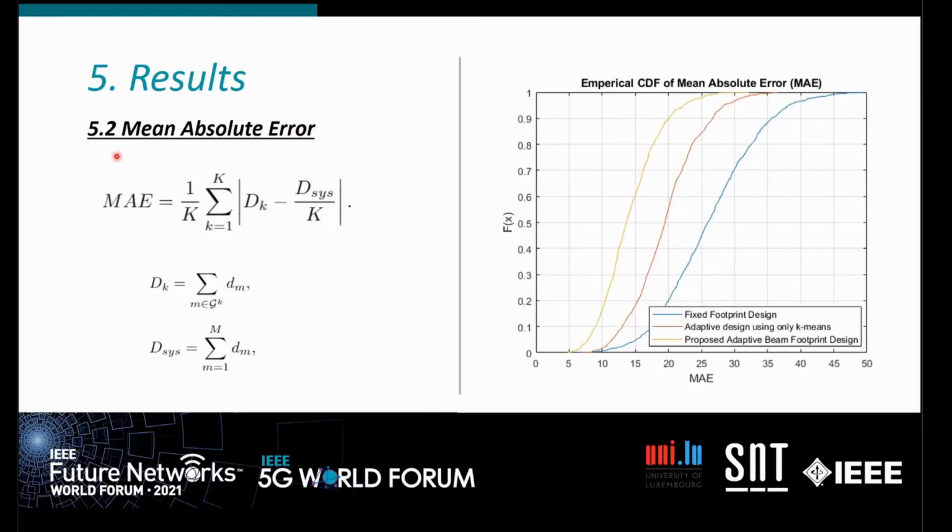The result number 2 is the mean absolute error. Mean absolute error is a measure of errors between ideal demand distribution and the observed demand distribution, and it is expressed using this equation. The CDF plots explain that the error between the ideal demand distribution and the observed demand distribution is less in the proposed scheme than in the benchmark.